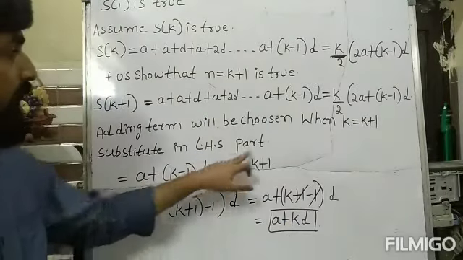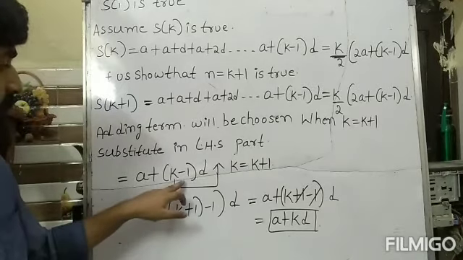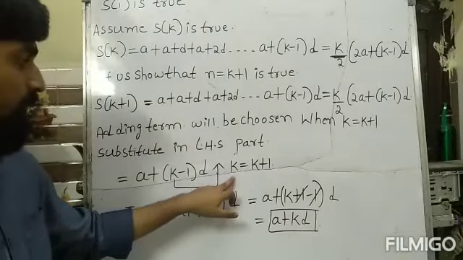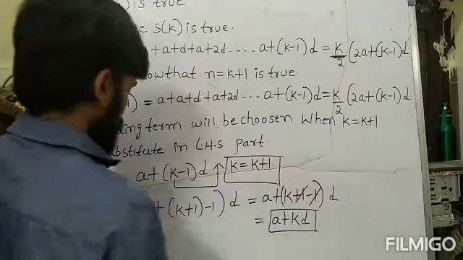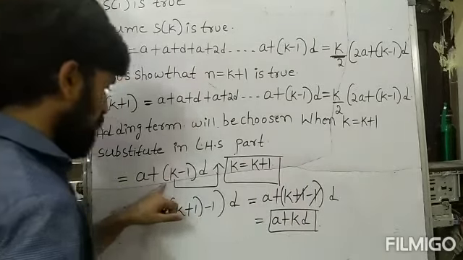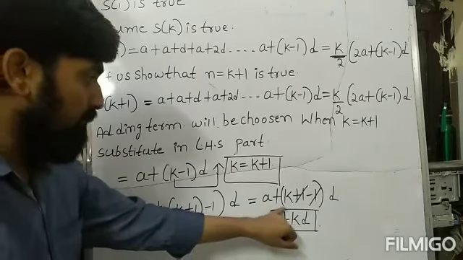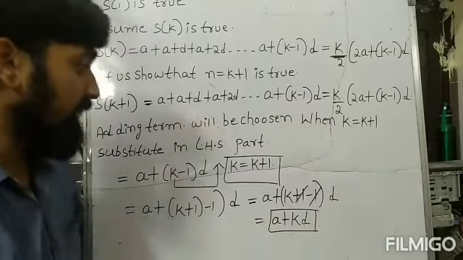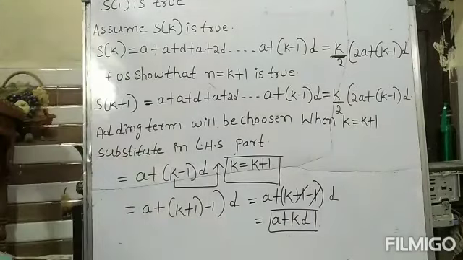So the adding term is chosen when k equals k plus 1, substituted in the LHS part. This is the LHS part: a plus k minus 1 into d. In the place of k we substitute k plus 1, that is a plus k plus 1 minus 1 into d. The plus 1 and minus 1 get cancelled. That is a plus kd, the adding term. So this is the adding term.